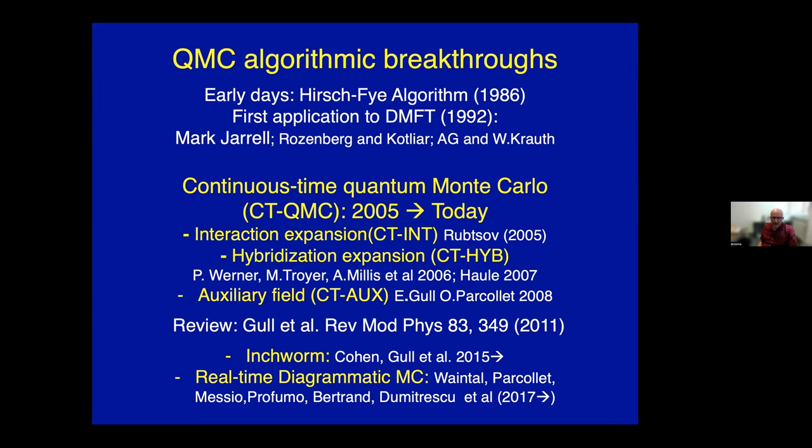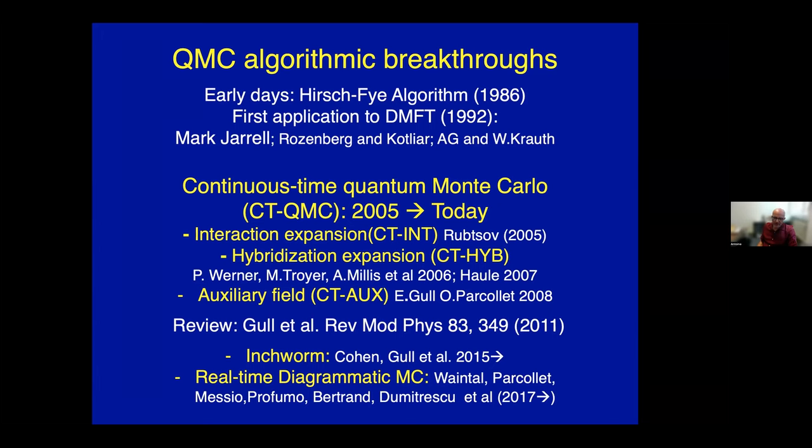What are the limitations? Sometimes some of these algorithms lead to a minus sign problem, even in the impurity context. This in particular happens when the hybridization function has inter-orbital matrix elements, which corresponds to systems with low crystal symmetry, or for example in cluster DMFT calculations on large clusters, where the limiting step is really the minus sign problem.